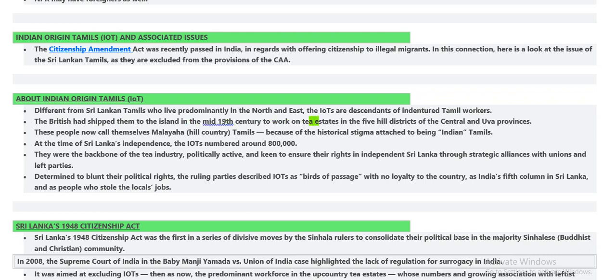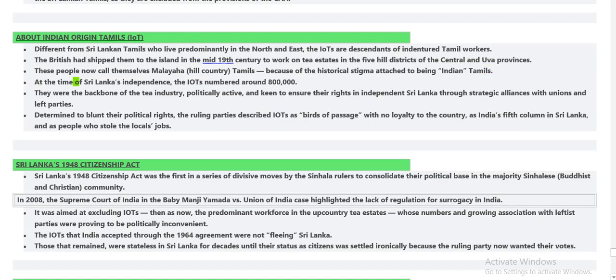Different from Sri Lankan Tamils who live predominantly in the north and east, the IOTs are descendants of indentured Tamil workers. The British had shipped them to the island in the mid-19th century to work on tea estates in the 5 hill districts of the central and Uva provinces. These people now call themselves Malayaha, hill country, Tamils, because of the historical stigma attached to being Indian Tamils.